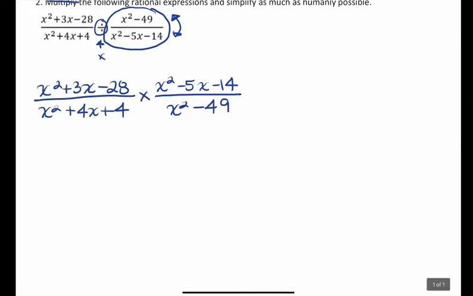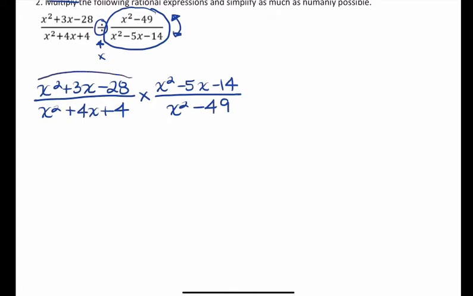Now, unlike the last problem we just did, on first glance it appears that every part of this problem, every numerator, every denominator, has some possible factoring that can be done. So let's go ahead and get started on that.